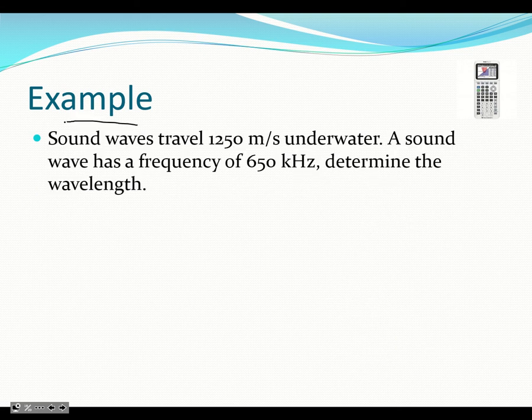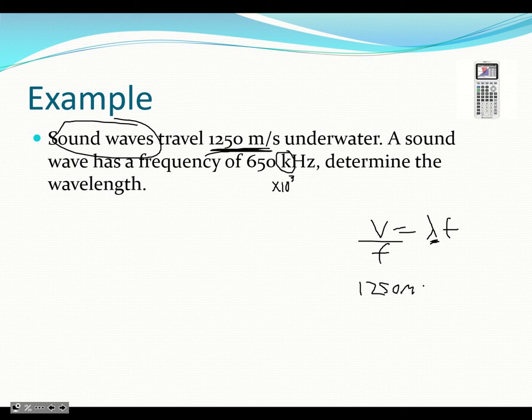This one is not an electromagnetic wave, it's a sound wave, and you can see they give us a speed. So a source of the wave has a frequency of 650 kilohertz, so kilo. If we look that up on our data booklet, it's the same thing as times 10 to the 3. So we want to determine the wavelength. So for this one, we want to use v equals lambda f, because it's not traveling at the speed of light, and we want to find the wavelength so we can move frequency down below. So our speed is 1250 meters per second. Our frequency is 650, but remember it's kilo, so it's times 10 to the 3 hertz. And then we can find our wavelength.